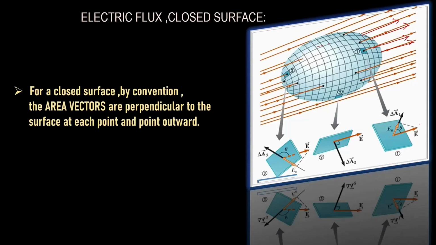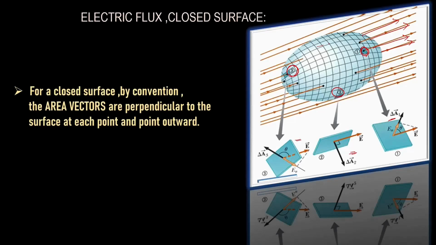So the direction of the field line is fixed, but we have to take different area elements of this closed figure. We have taken one area element, the first, which is represented by this figure. We have taken another area element, the second, represented by this figure, and a third area element which is represented here.